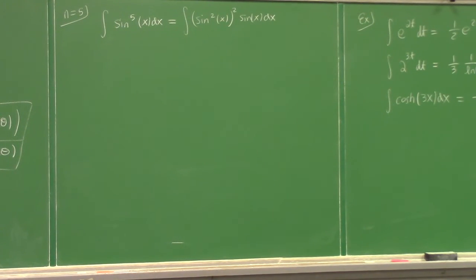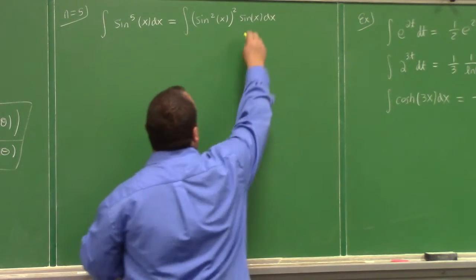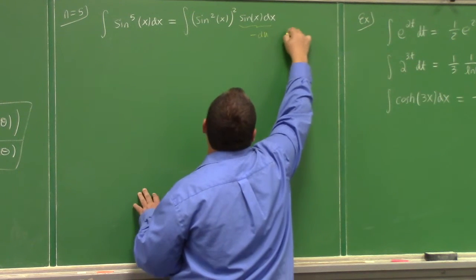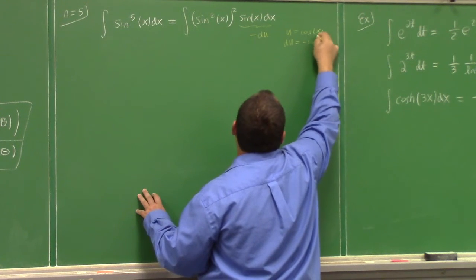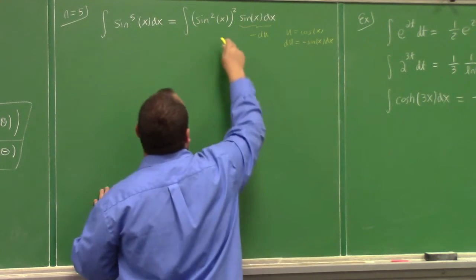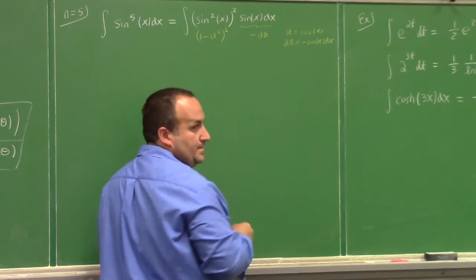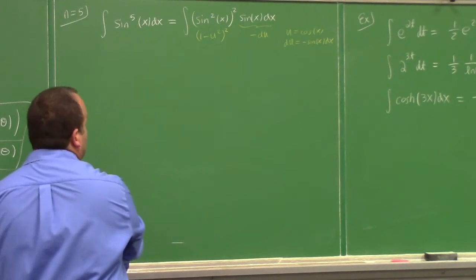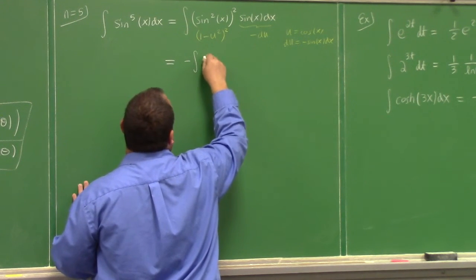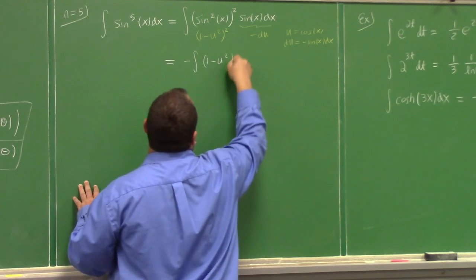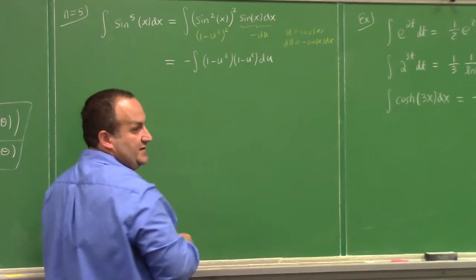Yeah, make the sine x dx be the du, right? Good idea. I'll make it minus du because we want u equal to cosine. And so that would make this 1 minus u squared squared. So just to put that into, we have minus the integral of 1 minus u squared times 1 minus u squared du. I brought that minus out front just to keep me out of trouble.